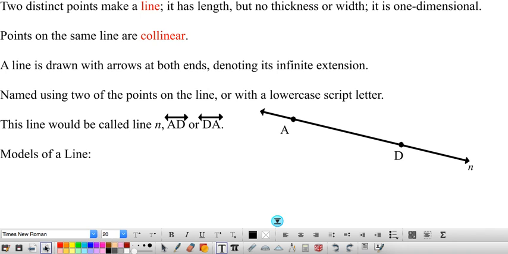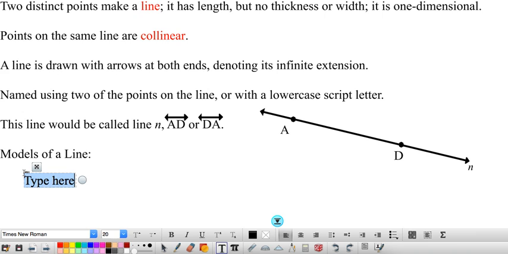And then when we name a line, we either use two of the points on the line. So in this case we have line AD, or we can call it line DA. And notice both of those have a line symbol over top of them, a segment with arrows at the end. Or we could call this line N. And notice that the N is lowercase and italicized. So anytime you see this in print, it should be lowercase and italicized or a lowercase script letter. Okay, so a couple different ways to refer to a line.